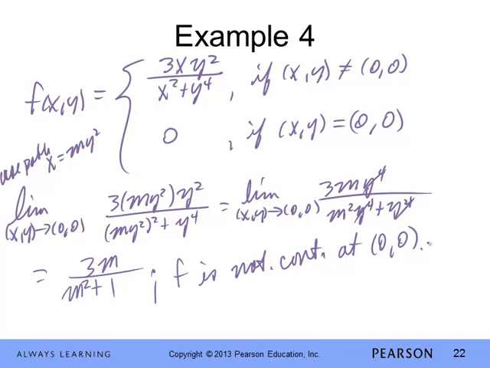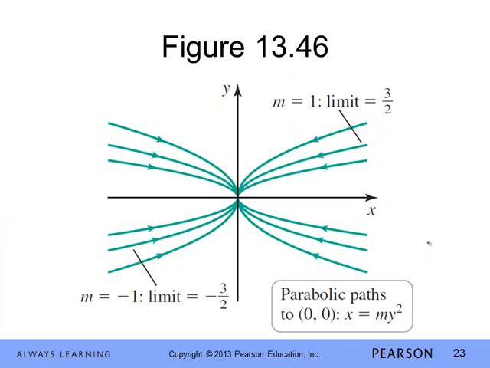Okay. Moving on here. So here this shows a picture of what we were looking at for this function, that we were taking the limit as x approached 0, 0 along these different parabolas. Of course, here it shows some different values for m. M equals 1, the limit would be 3/2. M equals -1, the limit would be -3/2, etc. All you need to do is show for 2 paths, and that's enough to show that the limit doesn't exist.